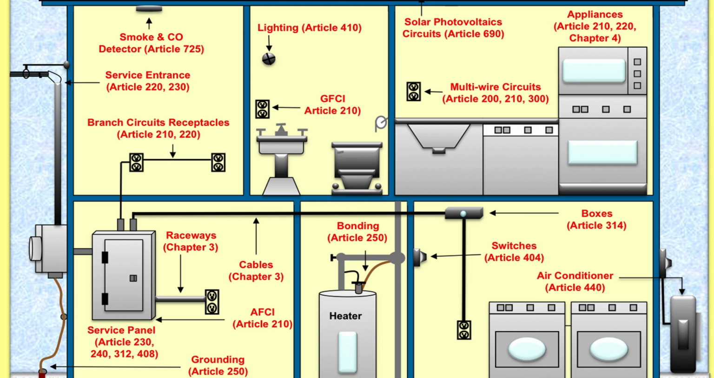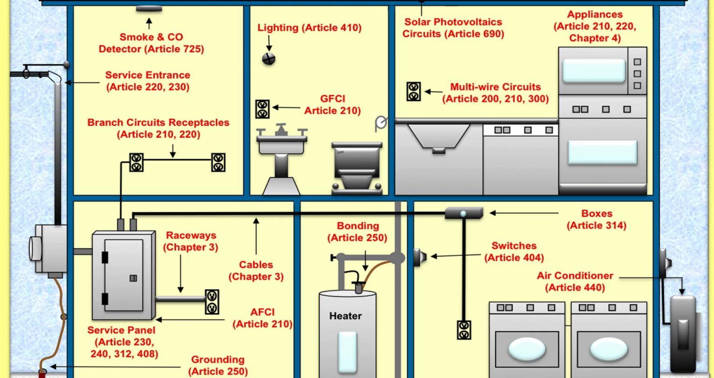The Electrical Code is organized into 9 chapters, each covering a specific aspect of electrical installations. These chapters include: Chapter 1, Introduction. Chapter 2, Definitions. Chapter 3, Wiring Methods and Materials.